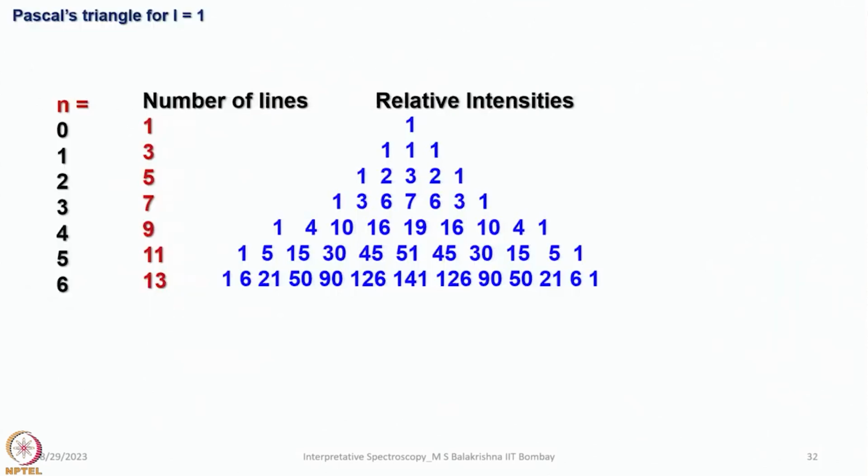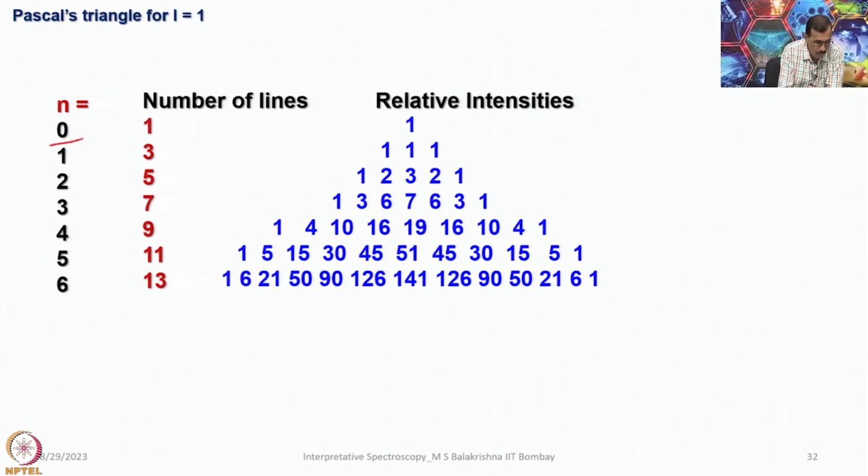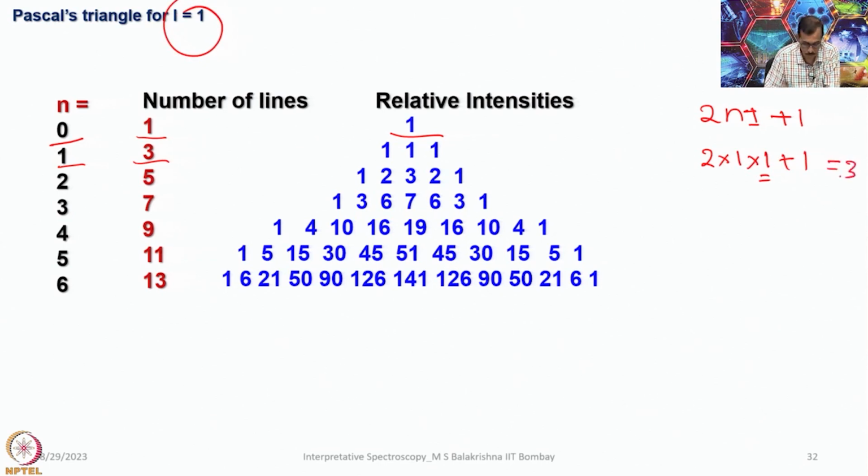Similarly, when I equals 1, it changes. Now if you see, for example, if we have 0 nuclei which are influencing, we still get n plus 1, that is 1 peak. And then when we have 1, we get 3 peaks. Here we have to use 2nI plus 1. I is the value, which we are considering as 1, and we get 3 lines.